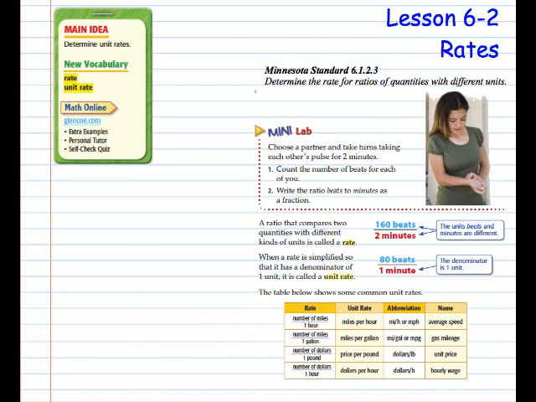The table below shows some common unit rates. Miles per hour, we talk about when we're talking about average speed. Miles per gallon is our gas mileage. Price per pound is the unit price of whatever item it is you're buying, if it's based on weight. Dollars per hour would be the hourly wage that you might earn on your job.